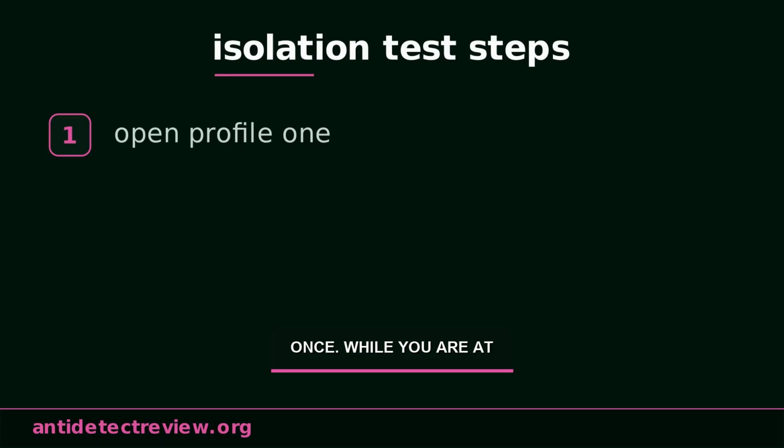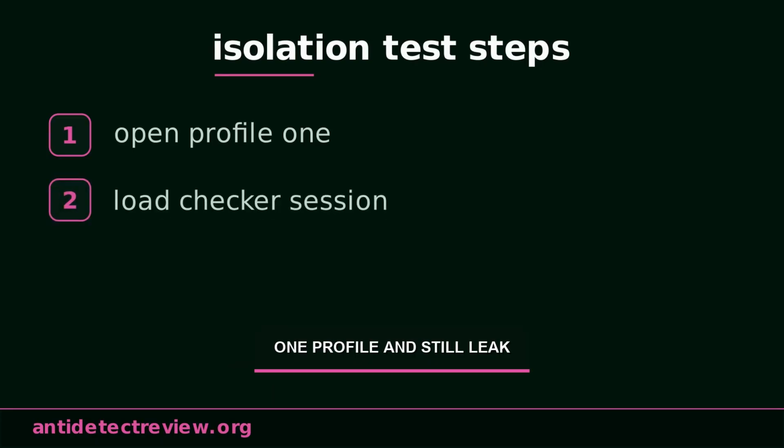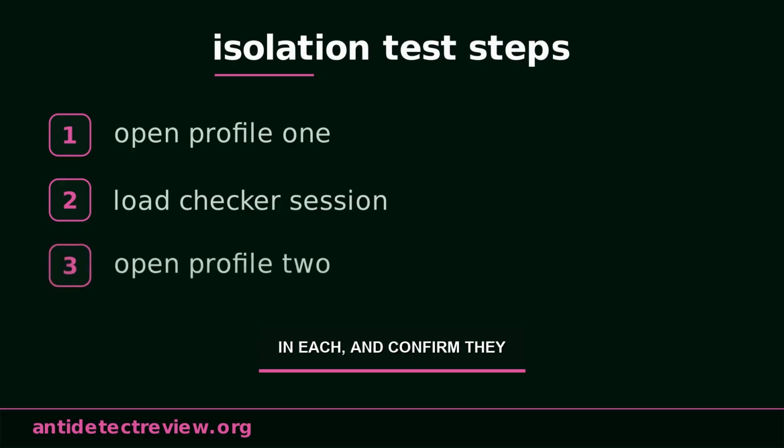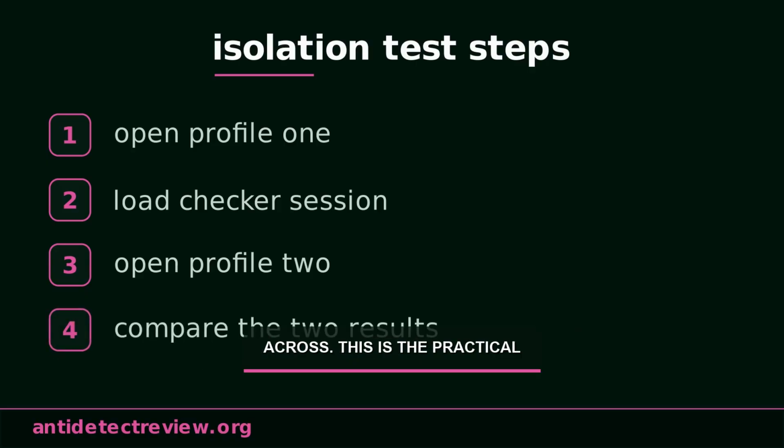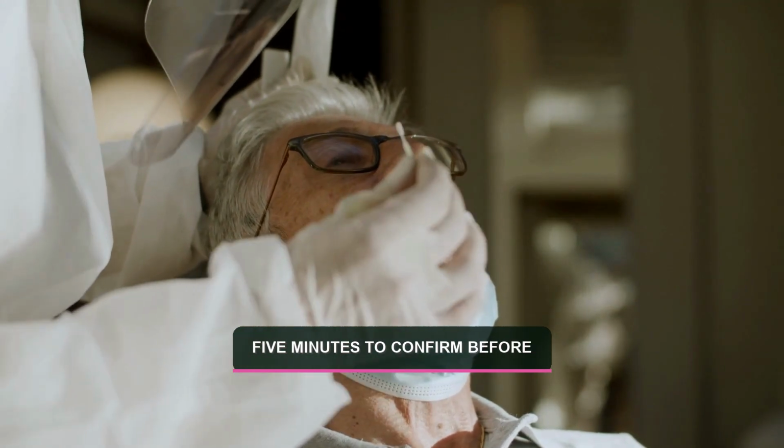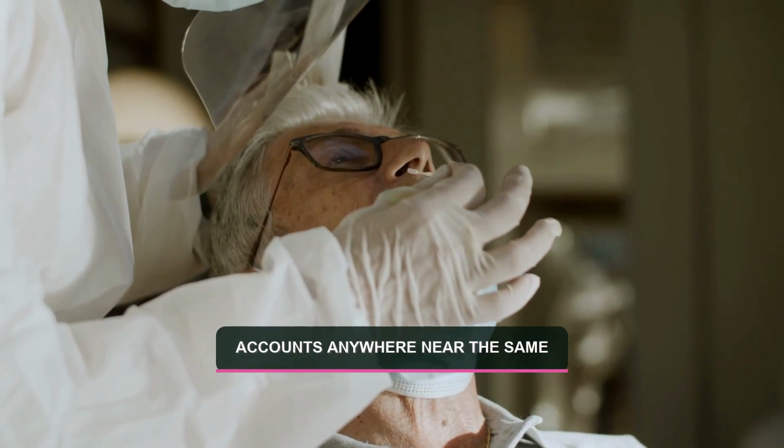Stability across reloads matters just as much as the values themselves, and you only ever see it by looking more than once. While you are at it, run the isolation test, because a tool can pass on one profile and still leak between two. Open two separate profiles, load a different checker session in each, and confirm they hand over two genuinely different fingerprints, and that nothing about one is visible from the other. No shared identifier quietly bleeding across. This is the practical version of the thing that links more accounts than any fingerprint miss, and it takes 5 minutes to confirm before you ever put two real accounts anywhere near the same tool.